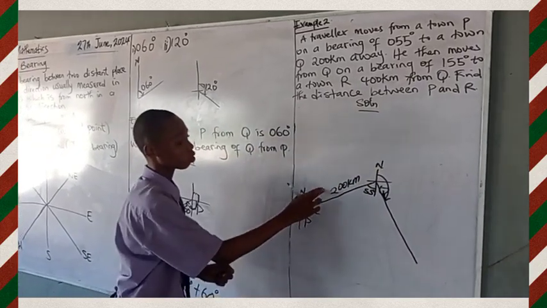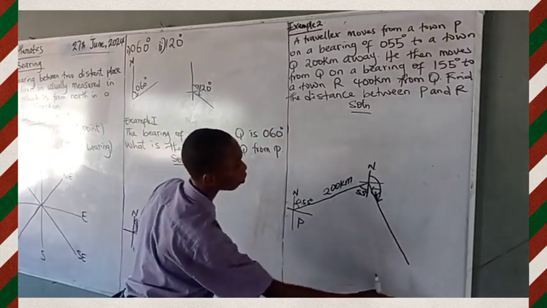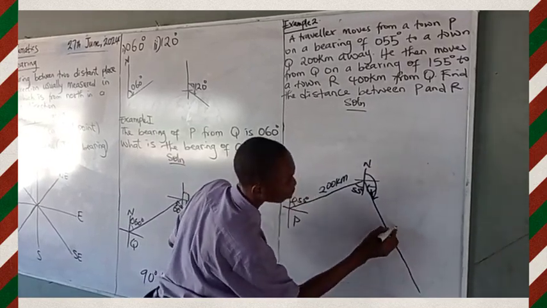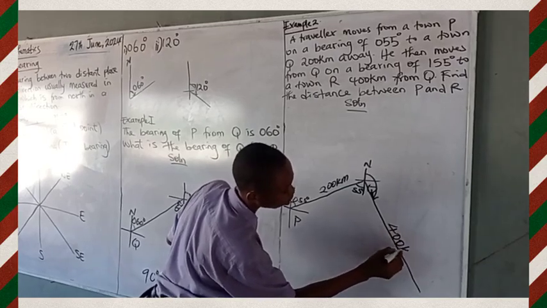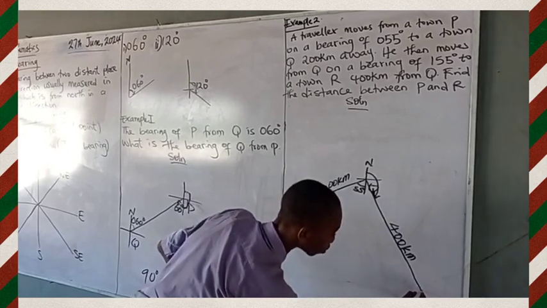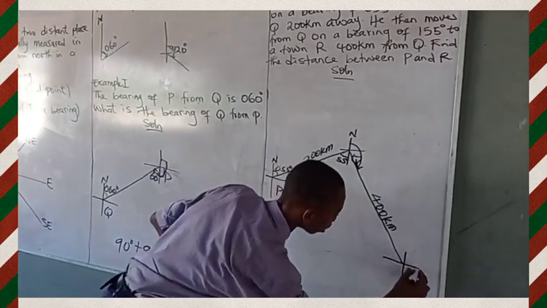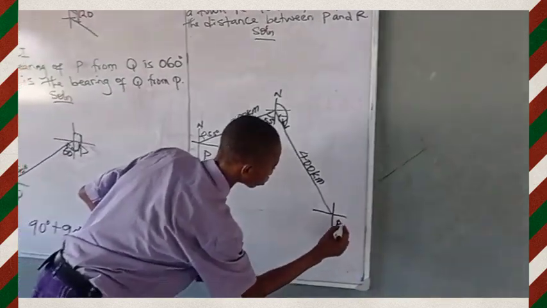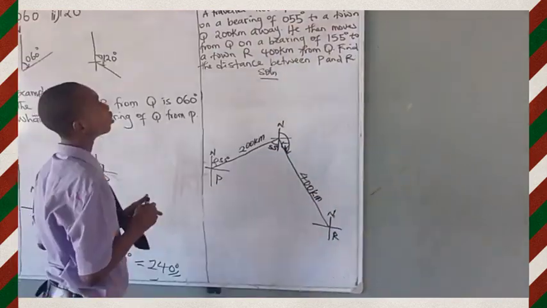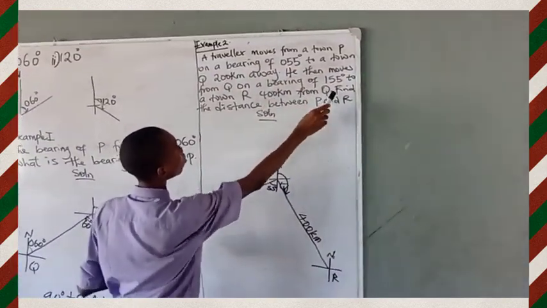Since here is 200 kilometers, obviously from here will be longer than here. So 400 kilometers will be somewhere here. This is 400 kilometers to a town R. So let's call this point R, a point R from Q.